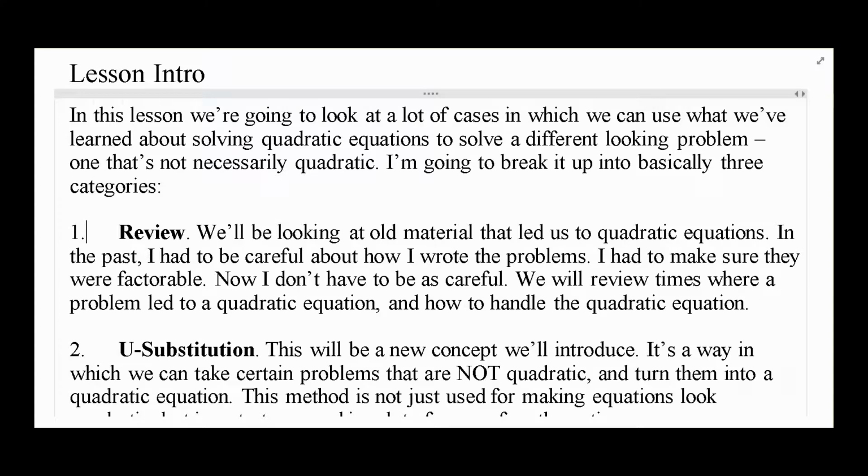So we're going to review some of those. And this will actually be helpful as we start to get further into the course. It'll be a good way to look back, a kind of final exam review right here. So we're going to review a little bit of things that led to quadratic equations.